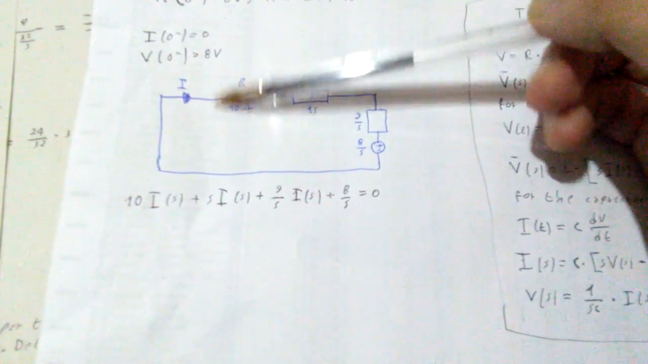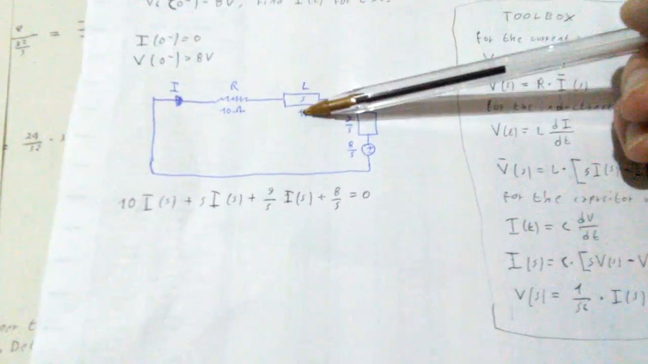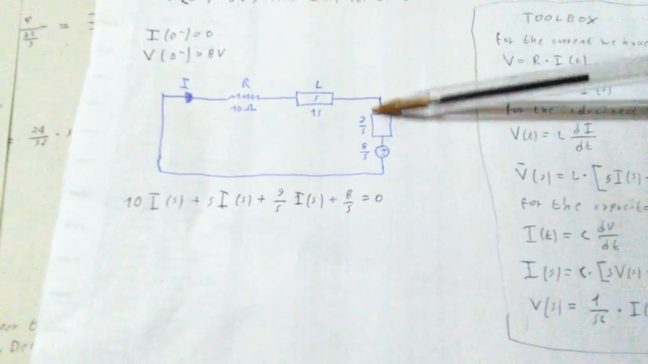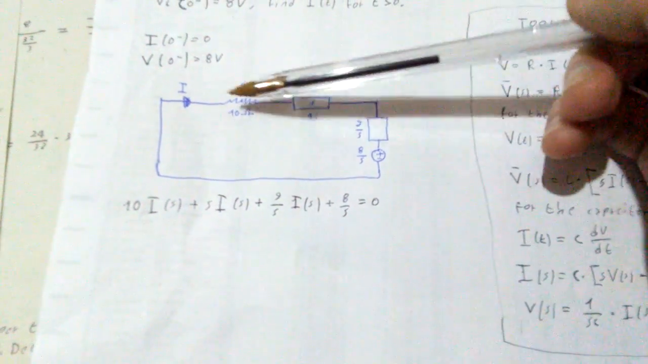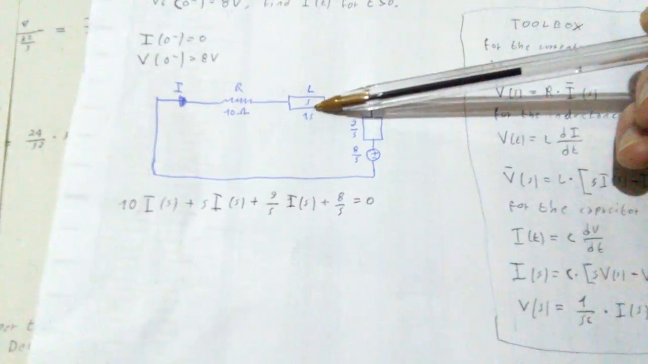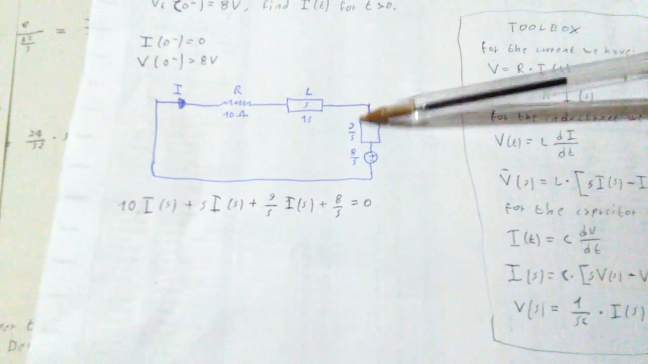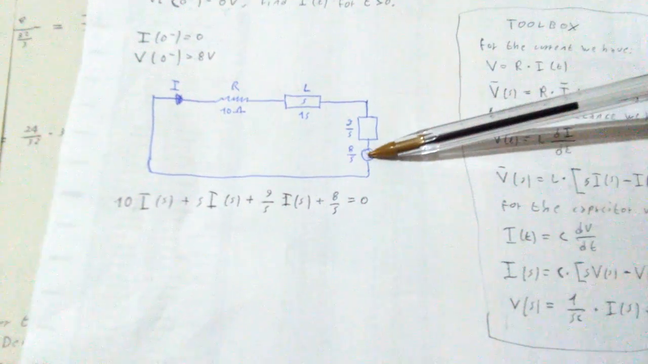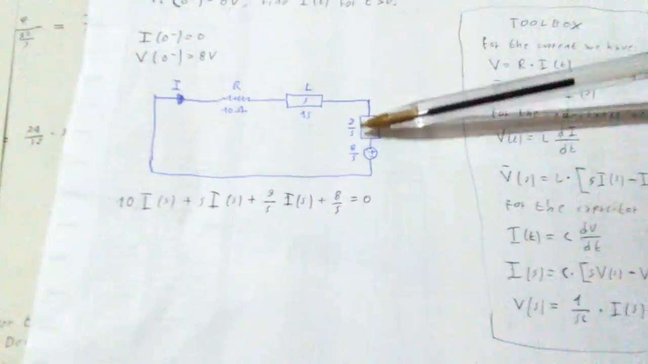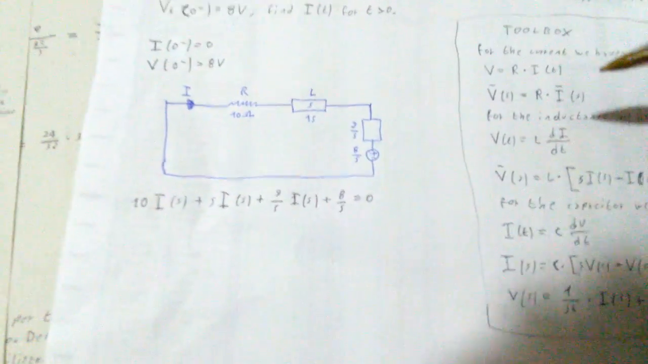So basically 10, our resistance, plus 1s, I just wrote sIs because one s is s, plus 9 over s. So we have the resistance, the inductance, and the capacitor, which is now a resistance in the equivalent circuit, plus 8 over s, which is the generator, which used to be the capacitor. We just split the capacitor. All of this is going to be equal to 0.